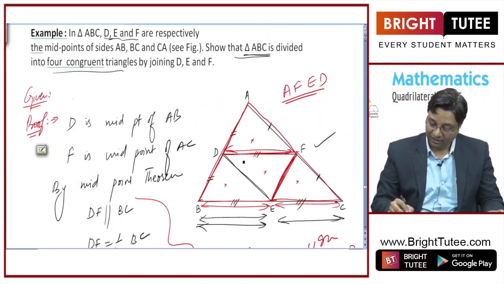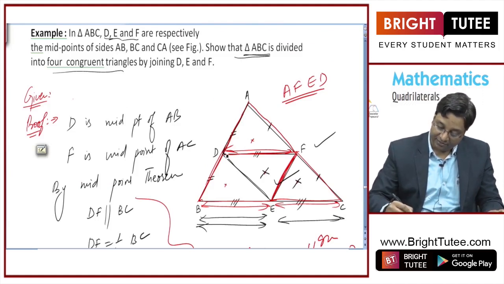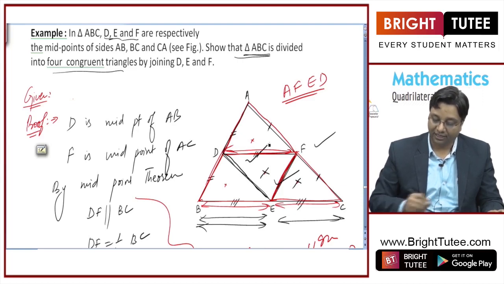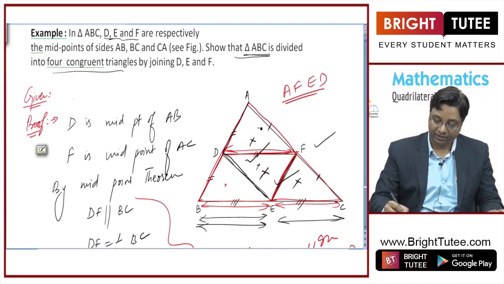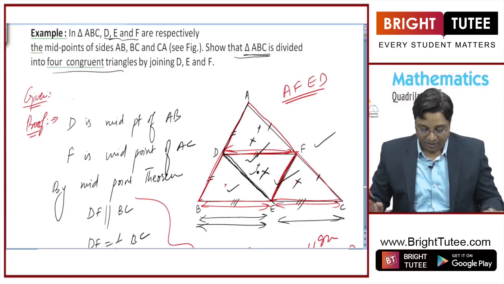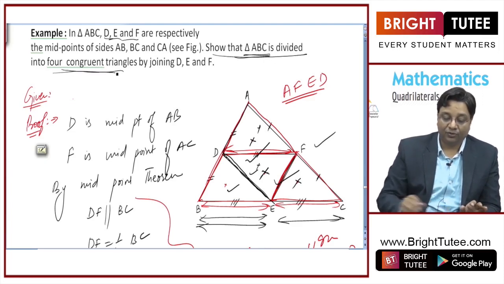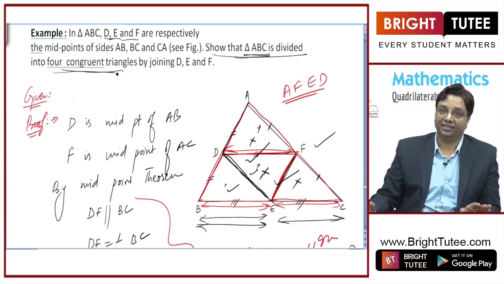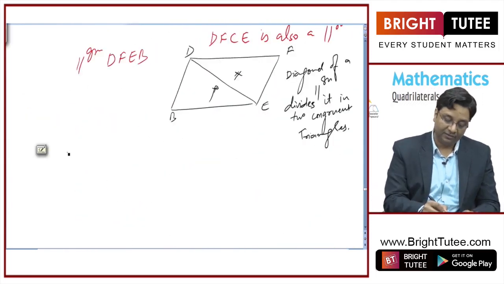Similarly, you can notice that this is a parallelogram and this is a diagonal. So this triangle is congruent to this triangle, and similarly this is a parallelogram and this is a diagonal. So this triangle is congruent to this triangle, right? These two triangles are congruent, and similarly this being a diagonal, these two triangles are congruent. So what we have proved here is that this triangle is divided into four congruent triangles by joining D, E and F.